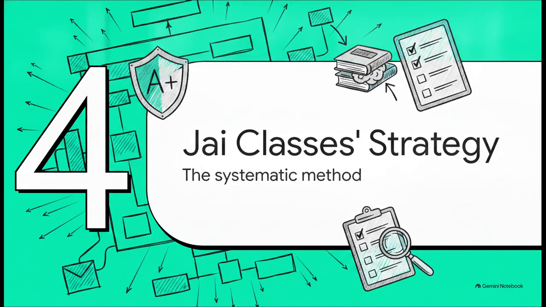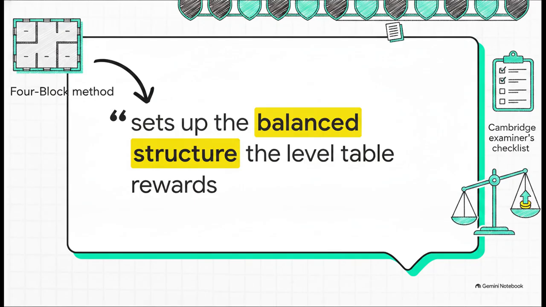Okay, Section 4, Jai Classes' winning strategy. But don't panic. The experts at Jai Classes have engineered the absolute perfect, foolproof antidote to this exact trap. They recognized that students were losing points not because they didn't know the economics, but just because they didn't know how to structure their knowledge to keep the rubric happy.